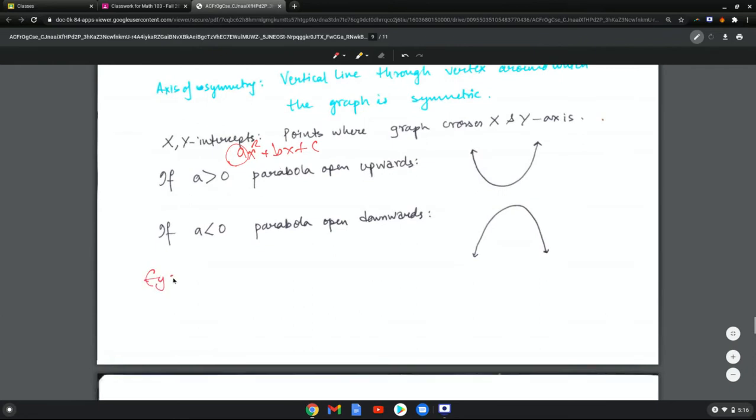And you can check that. For example, if I have x squared, we saw the shape is that. And if you repeat that process with negative x squared, the shape is going to be something like that.